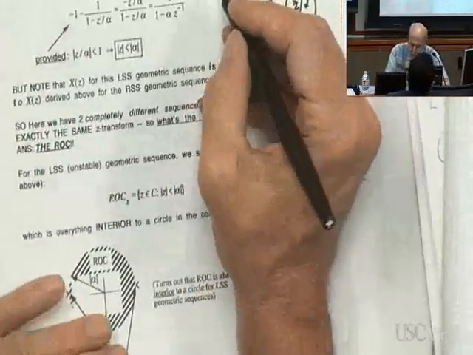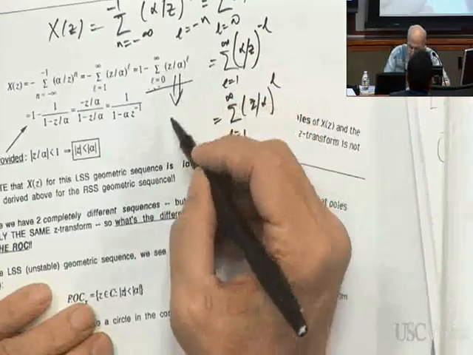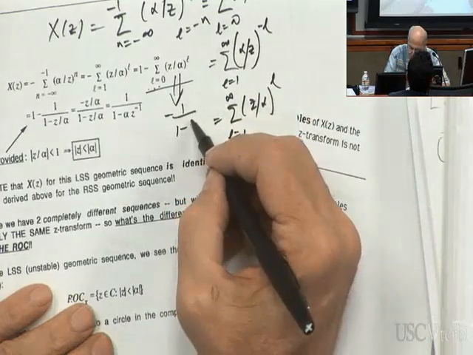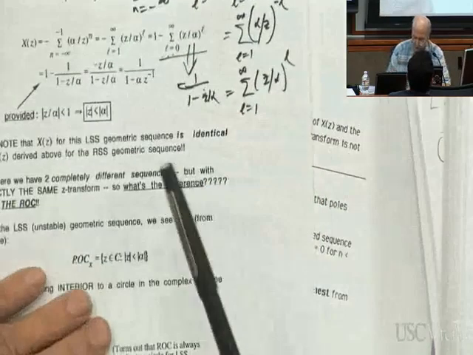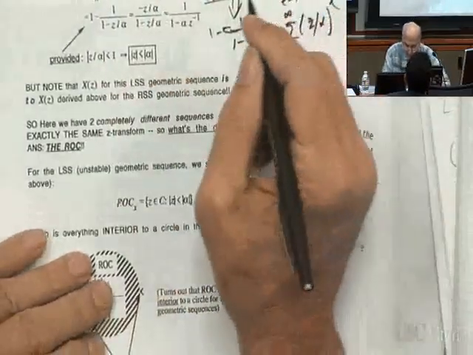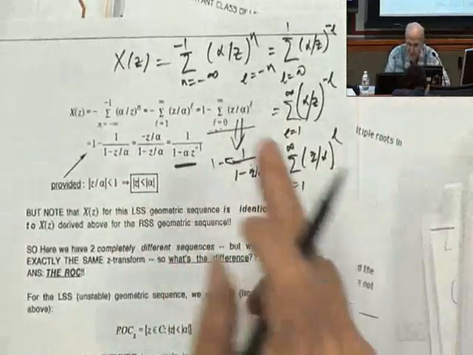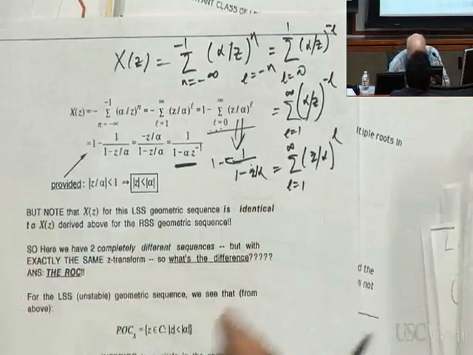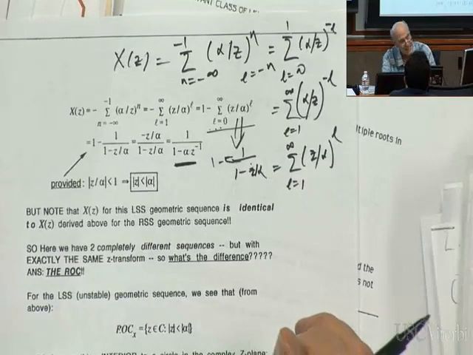And what is this? Well, now you've got it into a form where you can use the handy-dandy geometric sequence formula. So that's going to be 1 over 1 minus z over alpha. That's pretty cool. I'm going to combine everything together, and guess what I get for X of z after I've simplified everything? 1 over 1 minus alpha z inverse. Is that familiar to you? You remember this? What gave us 1 over 1 minus alpha z inverse?